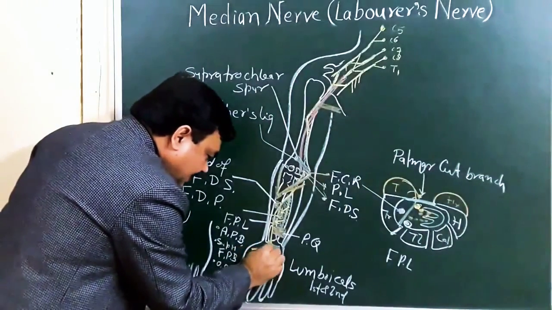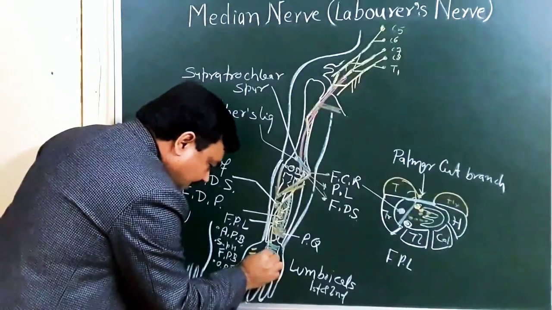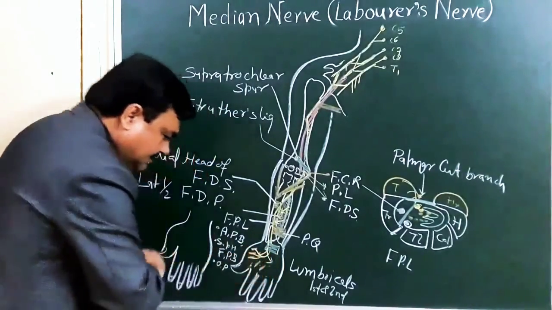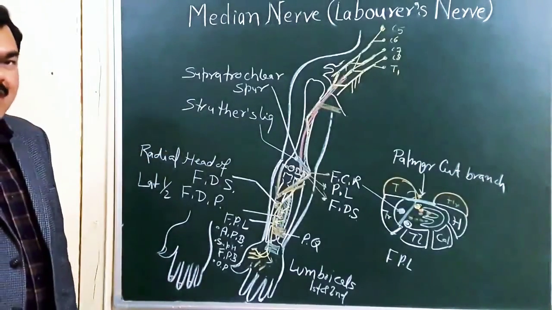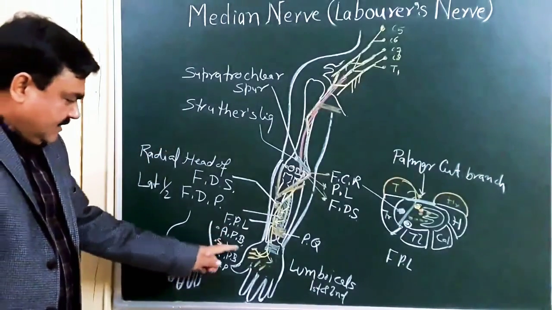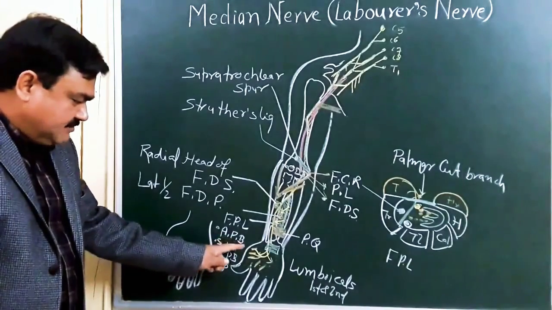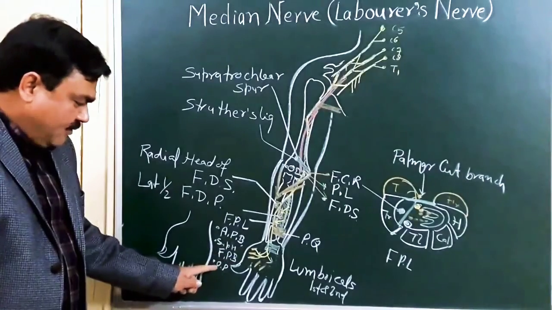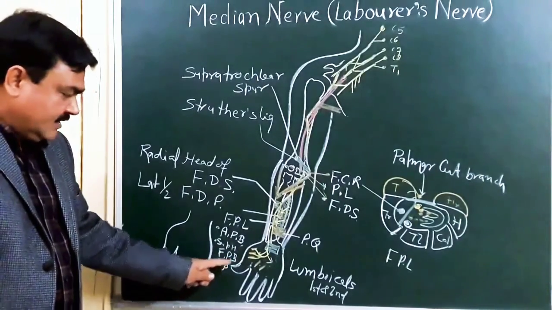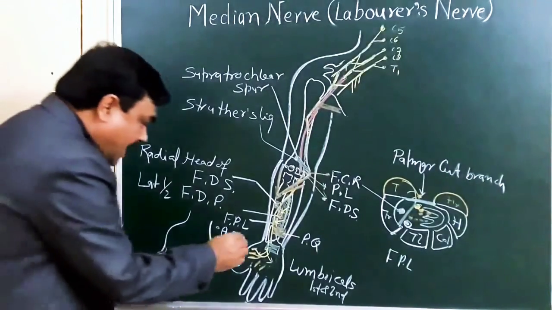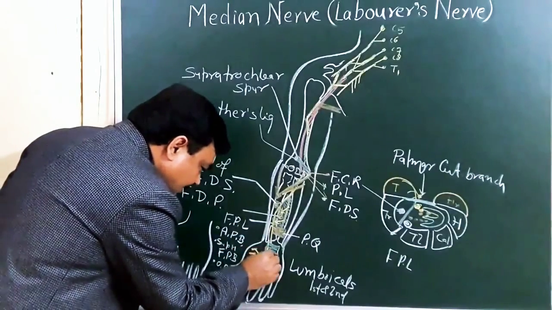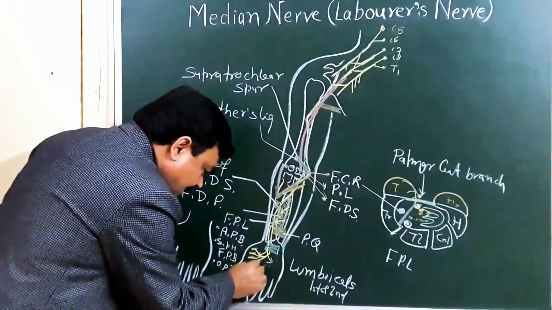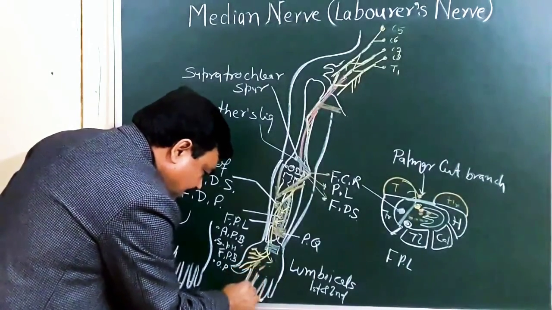After passing deep to the flexor retinaculum, it gives the recurrent muscular branch, which supplies these 2.5 muscles: abductor pollicis brevis, the superficial head of flexor pollicis brevis, and opponens pollicis. These are the muscular branches. And it also gives palmar digital branches. There are 4 or 5 palmar digital branches.